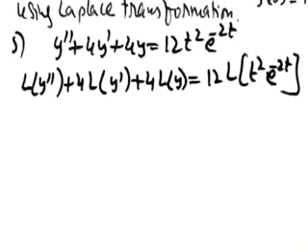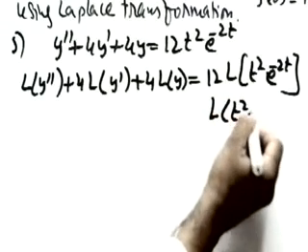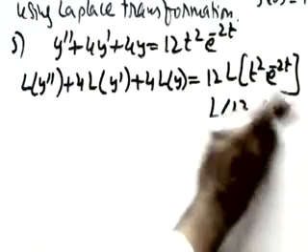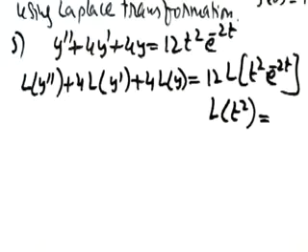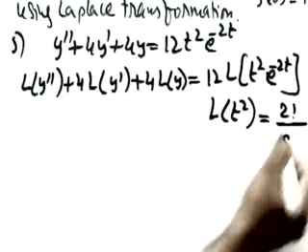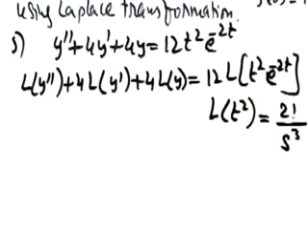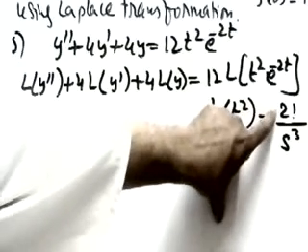Now on the right side, we have to solve this using first principle. So what is Laplace of t square? Laplace of t power n is n factorial by s power n plus 1. Here 2 plus 1 will be 3. First you solve Laplace of t square.